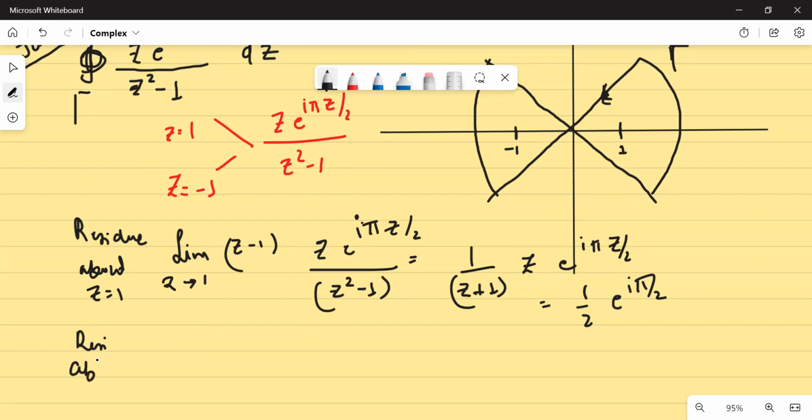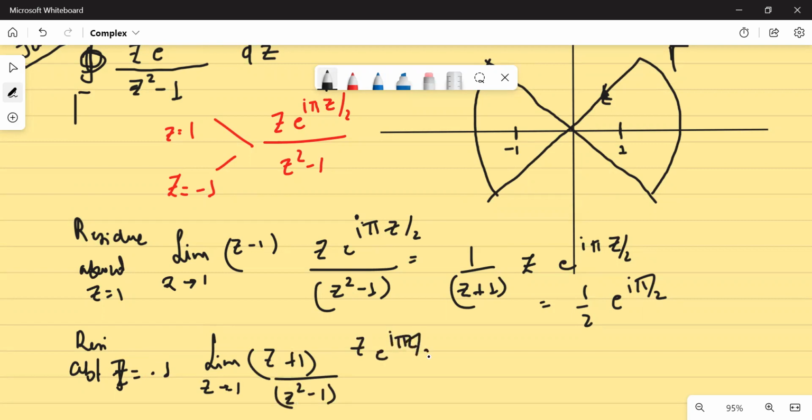And what will be the residue about z equal to minus 1? This will come out as the limit as z tends to minus 1 of (z plus 1) divided by z square minus 1 into z e to the power i pi z upon 2. So you'll simply get minus 1, and this will be cancelling. So this will be minus 1 upon 2 e to the power minus i pi upon 2. Is that clear?